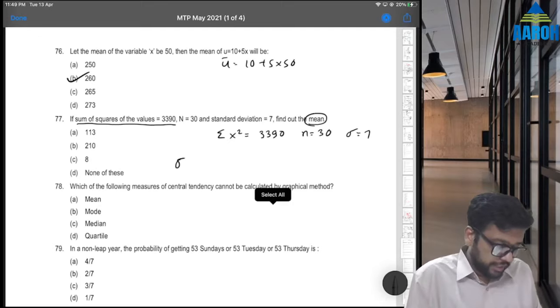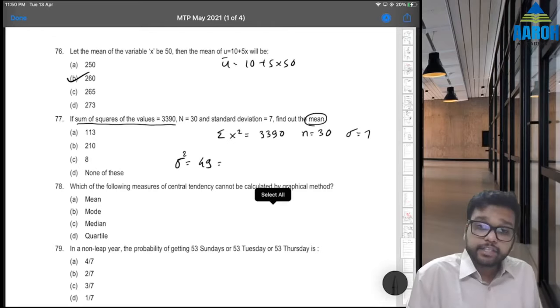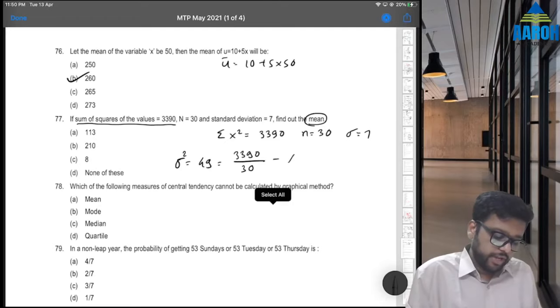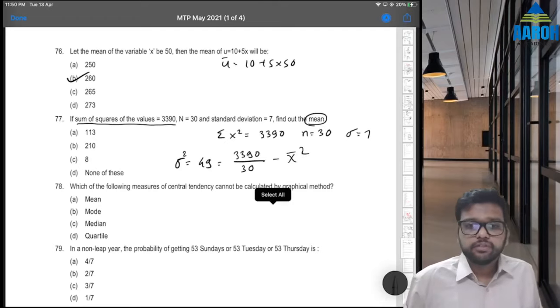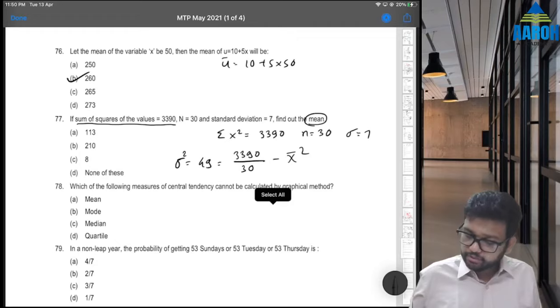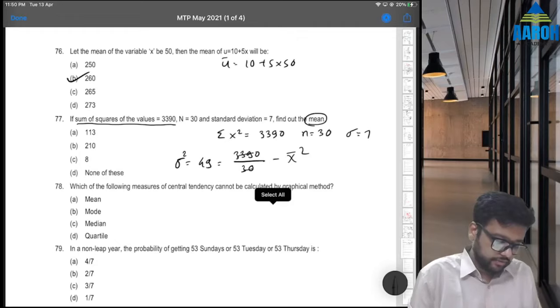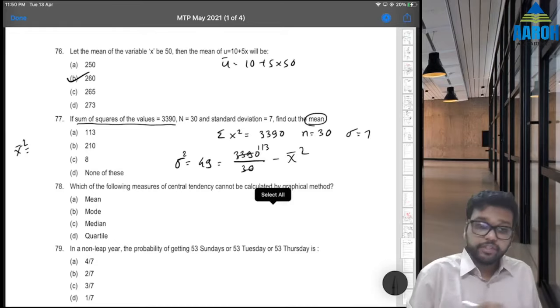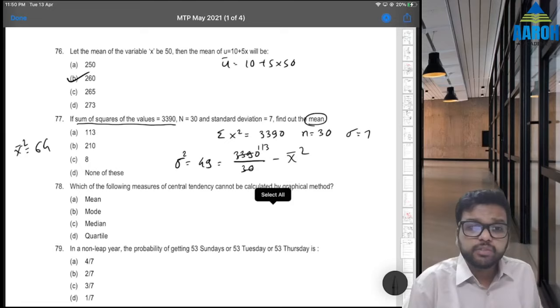We know the formula for SD, or rather variance, which is 7 square, 49, is equal to summation x square, that is 3390, upon n, that is 30, minus x bar square. So 3390 by 30 is how much? 113. So x bar square will be 113 minus 49, which is 64. That means x bar is 8.